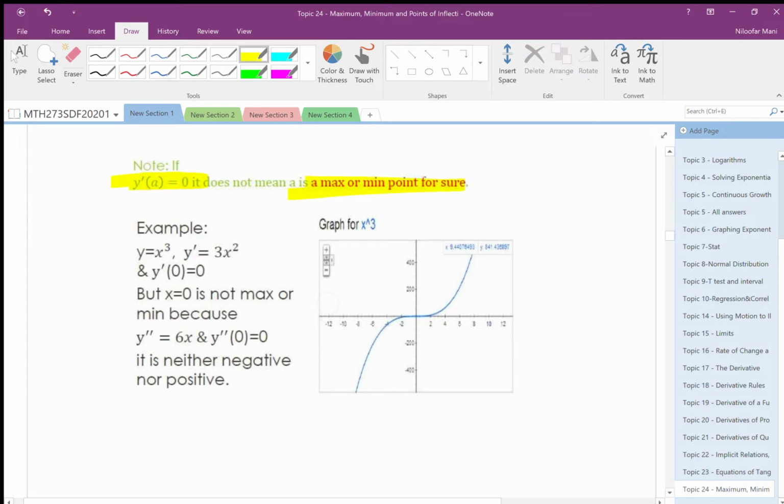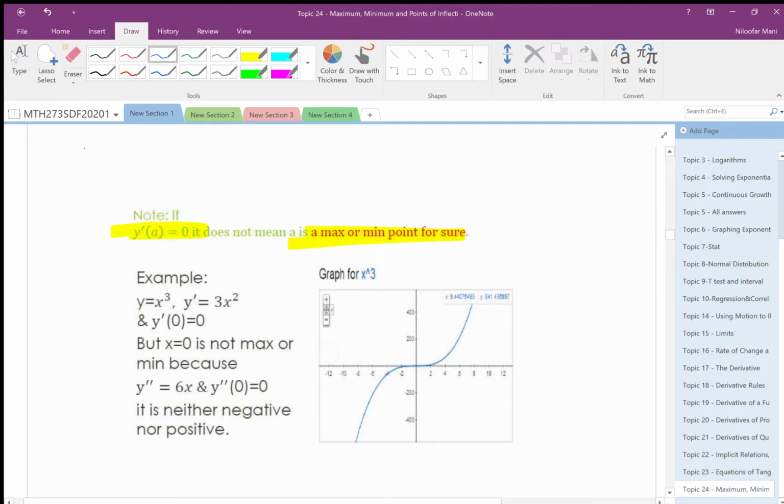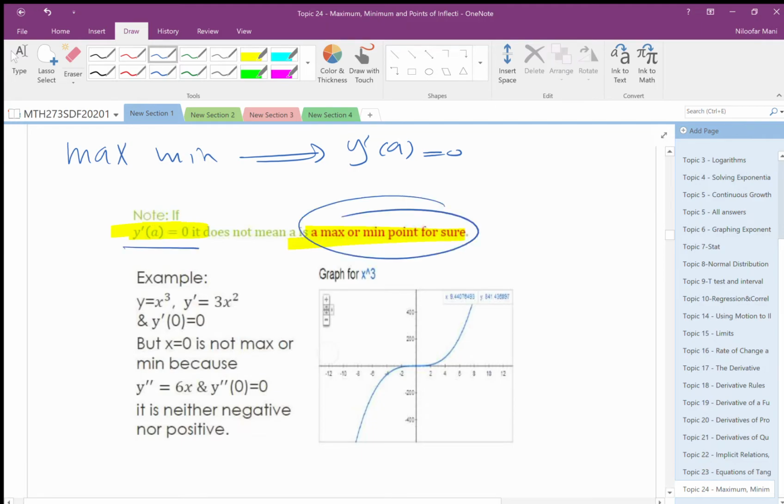If I have a maximum or minimum, for sure the first derivative is 0 at those points, and I saw it in the graph. But it doesn't mean that if the first derivative is 0, for sure I have a maximum or minimum. No, maybe I don't. Why?